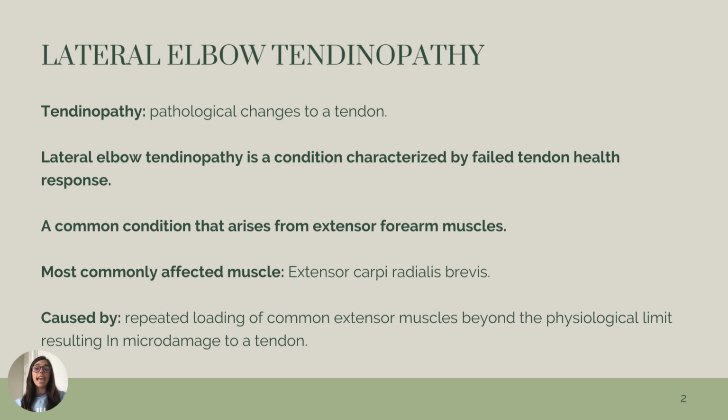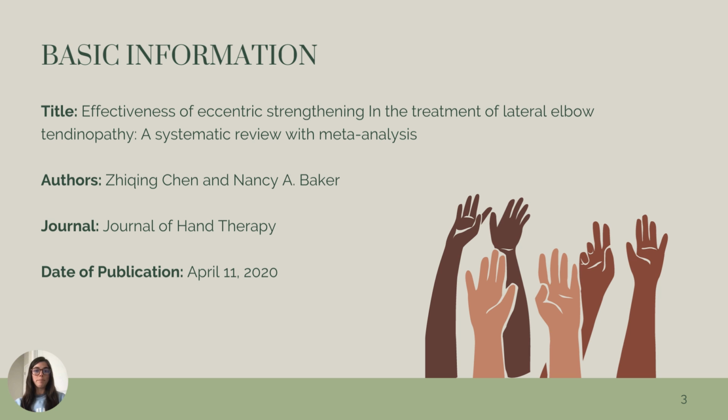And it can be caused by repeated loading of common extensor muscles beyond the physiological limit, which can result in microdamage to a tendon. And an example of this would be repetitive twisting motion of the forearm with forceful grasping. So that's just one example of how this can occur.